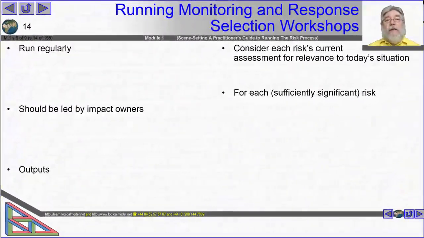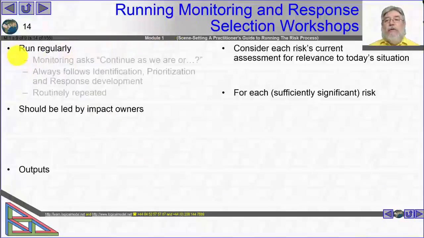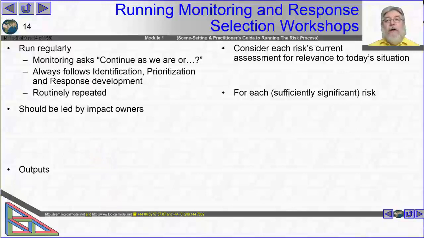I might, on a daily basis, but definitely on some form of regular basis, run a monitoring and response selection workshop where I ask questions like, should we continue as we are, or should we do something different? So I had a risk, maybe it was a threat, I've been taking action, and it looks like that threat is unlikely to occur, or if it did occur I would no longer be quite so concerned about it, so I'm going to stop. So I've run a session where we've consciously decided no more threat response actions are required.